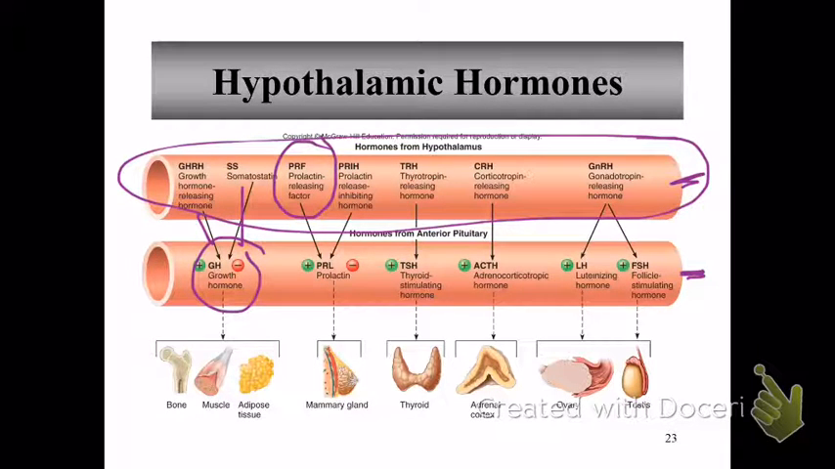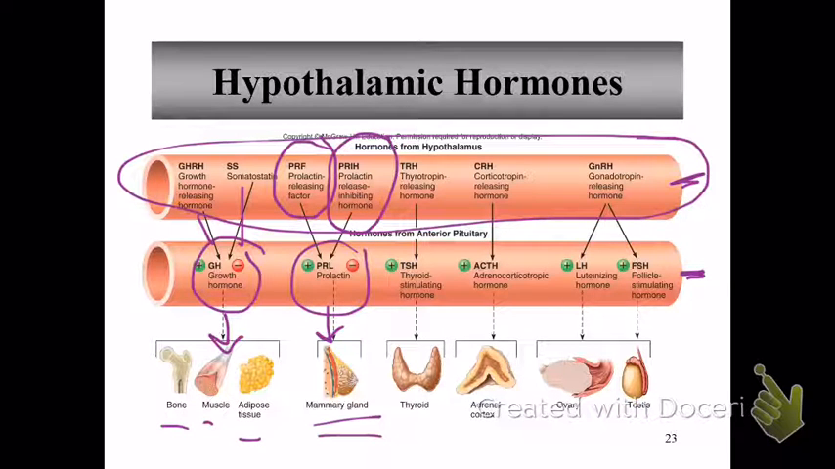Prolactin releasing factor, prolactin inhibitor. Control: make prolactin, don't make prolactin. Prolactin, remember, stimulates the breast to make milk. Growth hormone stimulates the bones and muscles and fat to grow.